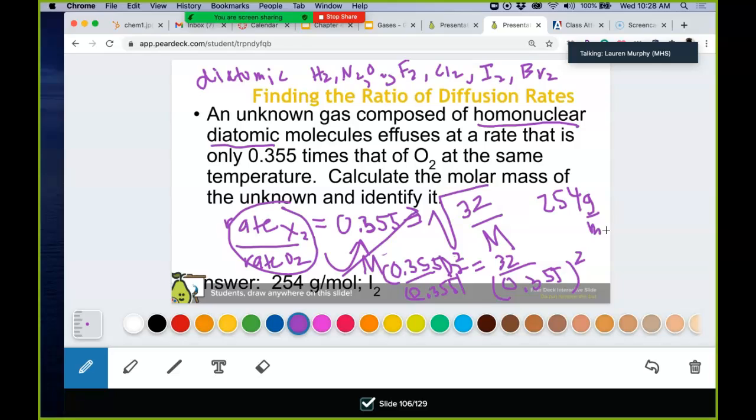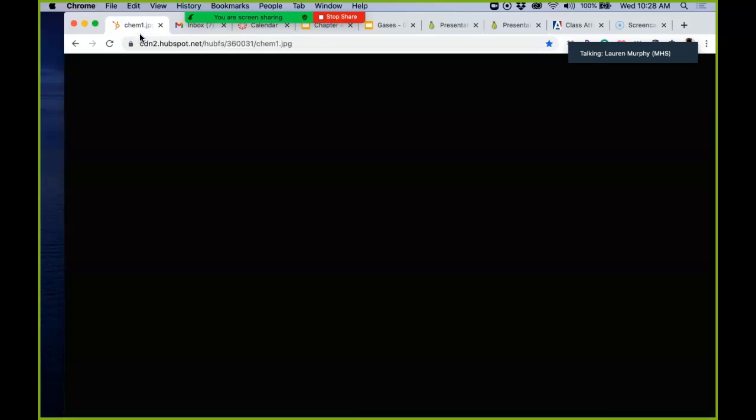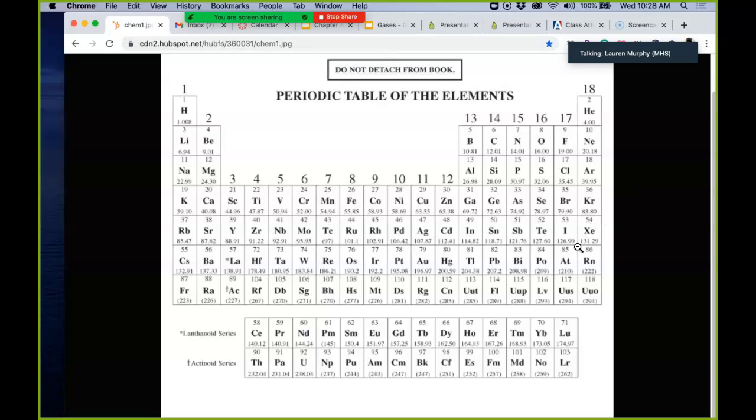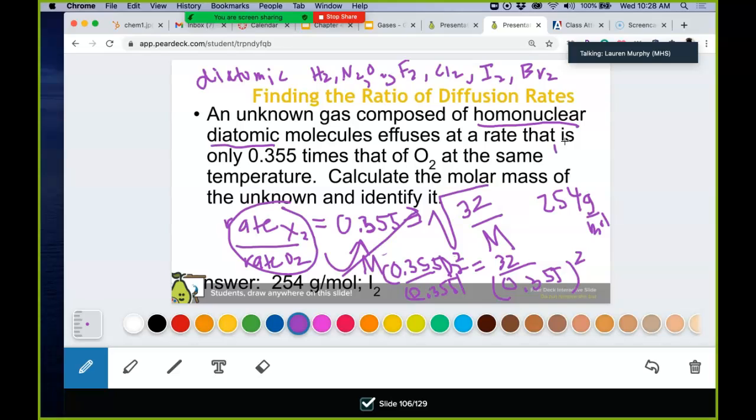So now there's two ways to do this. Because it's two of the same element, you can just take this number and divide by 2 and go on your periodic table and go, okay, well, who's close to 127? Because 254 divided by 2 is 127. Well, that's going to be iodine. So iodine and iodine, I2, is your diatomic. 127 plus 127 is 254. I2 is your diatomic.